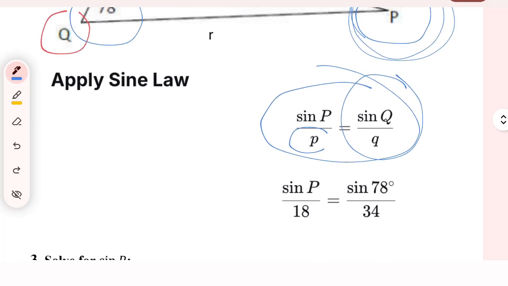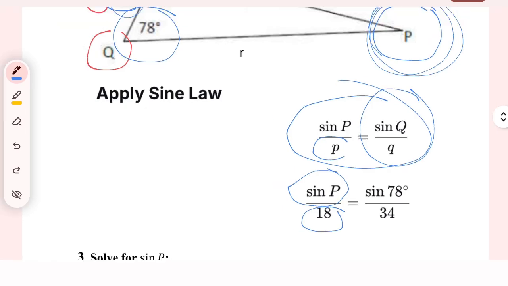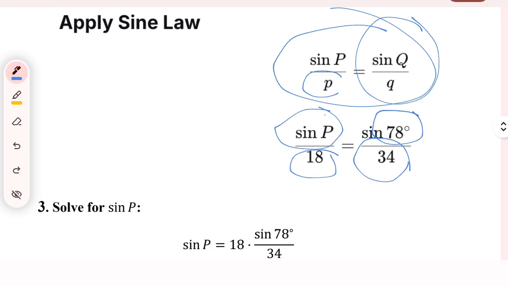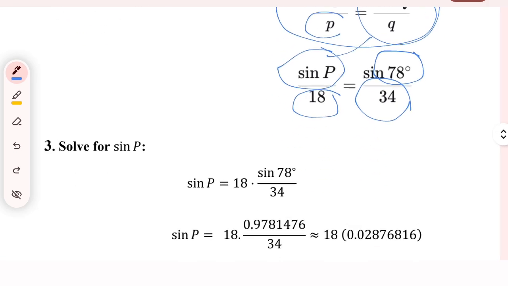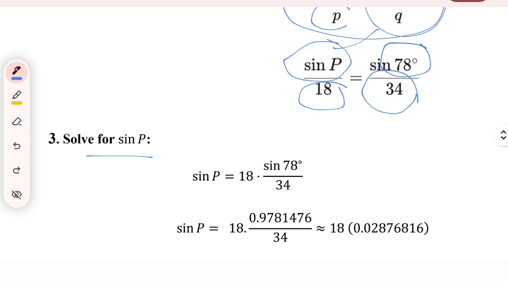So if I substitute the values in there, sine P, which is the unknown big P, the small p is already given as 18. The sine big Q, Q is already given as 78. The small q is also given as 34. The only unknown left is the big P, or the angle P. And we can solve that, of course. We will solve for P.